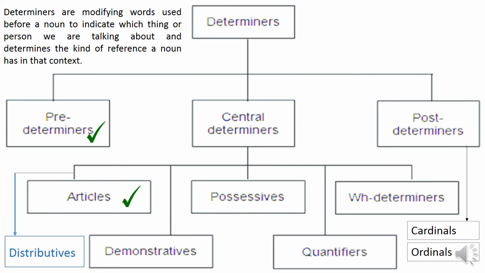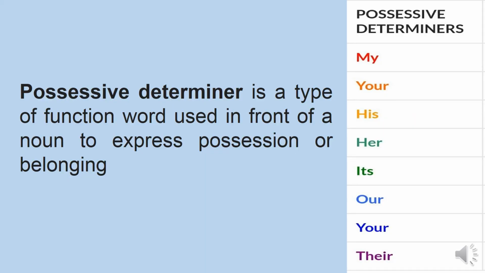WH determiners, which are nothing but interrogatives, distributives, demonstratives, and quantifiers. The last category, post determiners, is classified into cardinals and ordinals. So in this class, we looked into some of the central determiners, starting from possessive determiners. These are words used in front of a noun to express possession or belonging. So these are the examples here.